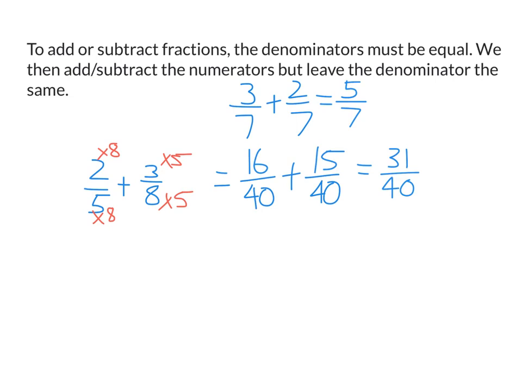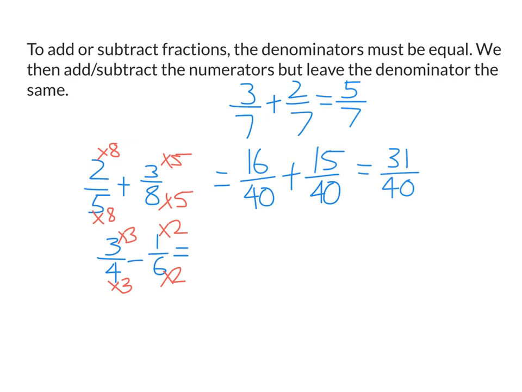So if I wanted to do a subtraction, it'd be very similar. I would just subtract the numerators. So 3/4 minus 1/6. You can see again, denominators are different, so I have to make them the same. The lowest number divisible by 4 and 6 is 12. So I can times this by 3. That will make this denominator 12. I can times this by 2. That will make the denominator 12. What I do to the bottom, I must also do to the top.